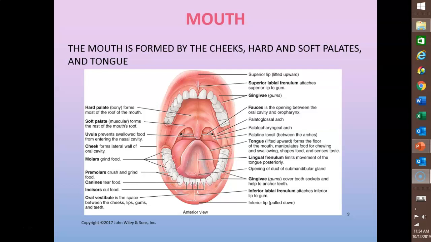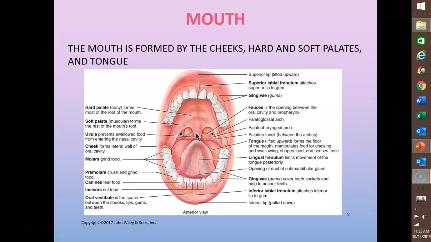You also have the hard palate of the mouth, which is going to be formed by the bones and the soft tissue that cover. So as you learned in Anatomy 1, the palatine process of the maxilla and the palatine bones form that upper hard palate. Your soft palate is going to be a muscular roof of the mouth that forms the rest of the roof.